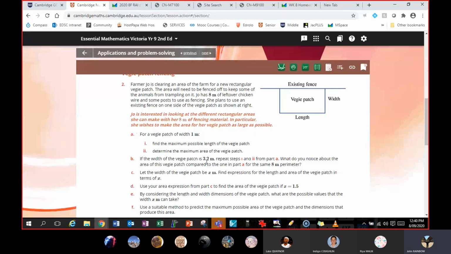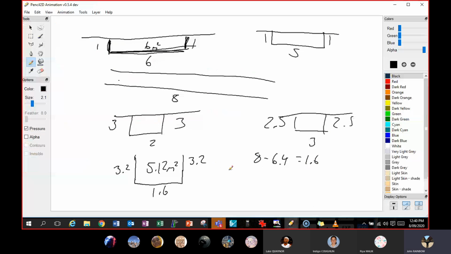If the width of the veg patch is 3.2, then that will take 6.4. You've got 8 meters in total, 8 meters minus 6.4. That means the length could be 1.6. Find the area of those two. That would give you a 5.12 square meter veggie patch. And notice that it's better having a 1 by 6 than a 3.2 by 1.6.